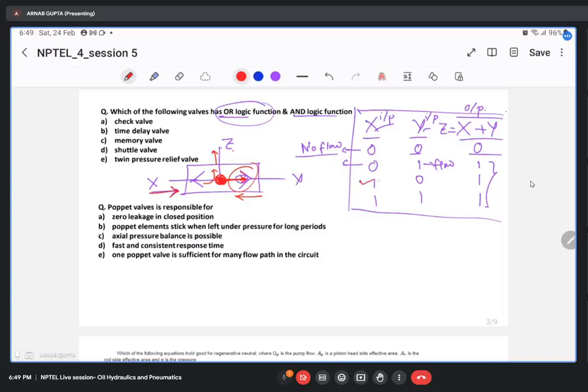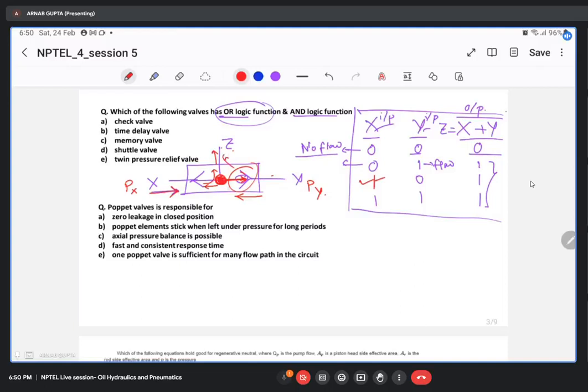X equal to 1, Y equal to 0. Basically, it depends on the differential pressure. If the pressure at X is higher than the pressure at Y, then the flow will be happening from X to Z. No flow will be happening from Y. Similarly, if Py is higher, then the ball will shift this side and the flow will happen from here to here. So this is just the basic outlook.